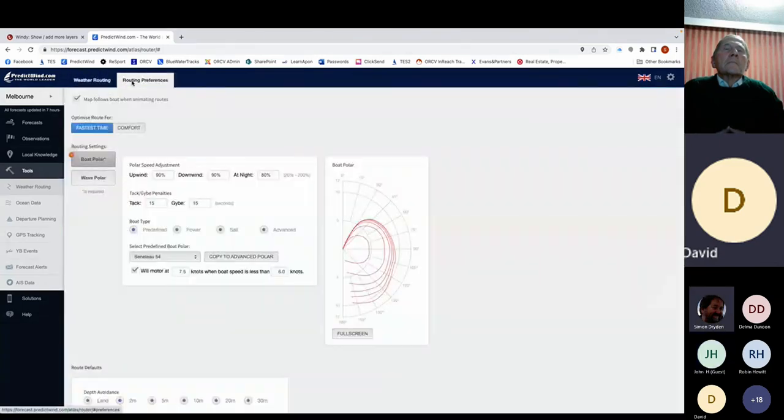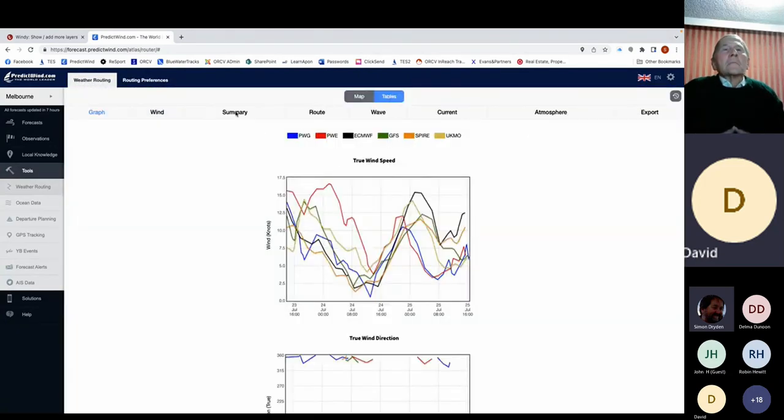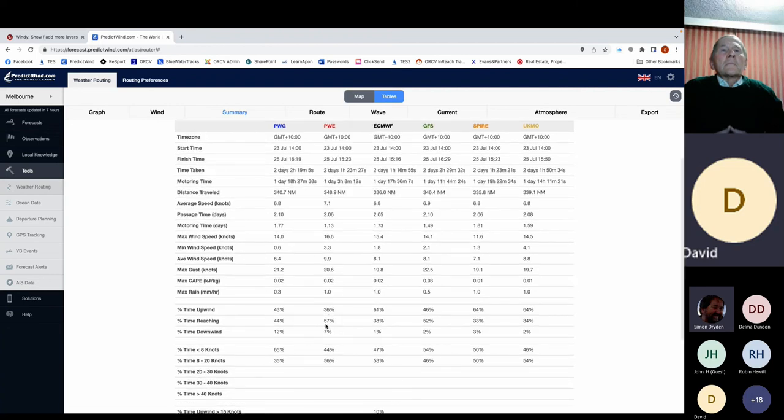And then if you look at the routing, if I go back to here and I go to the tables and I go to the summary, there's the summary. It tells me it's going to take 2 days to get there. It's 340 miles, and it tells me the average speed, the passage time, and the motoring time, so how long I'm going to be motoring for. And the bit that I like particularly, it tells me the time upwind, the time reaching, and up here are the models that they have. One of the easy ways to see is what the times are like, and if the times are similar, you know that the models are similar.